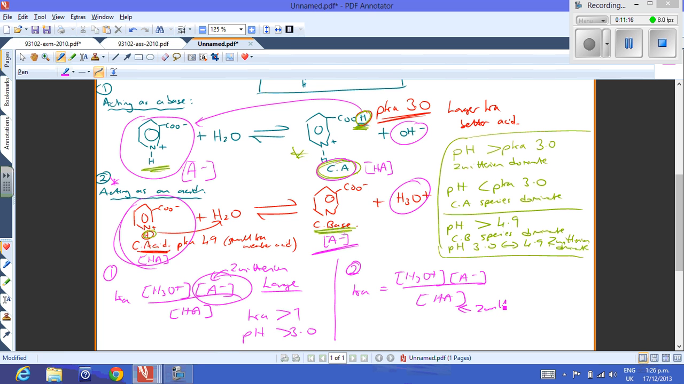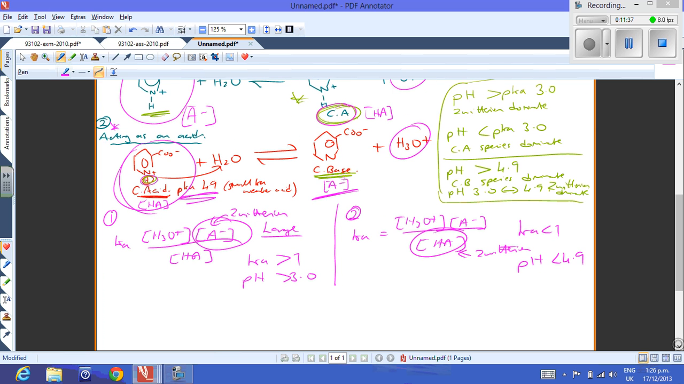So to preserve a Zwitterion in the second case, we want to have a large concentration of the Zwitterion, so the Ka will be less than 1, and the pH should be less than 4.9, because if the pH is less than 4.9, then we cannot remove that proton, so we preserve the Zwitterion. So this is where we arrive at our conclusion that to preserve the Zwitterionic state, there must be a pH within the range of 3.0 to 4.9.